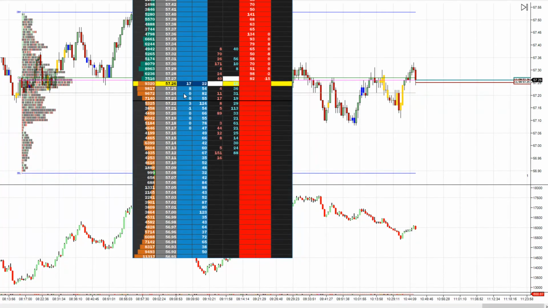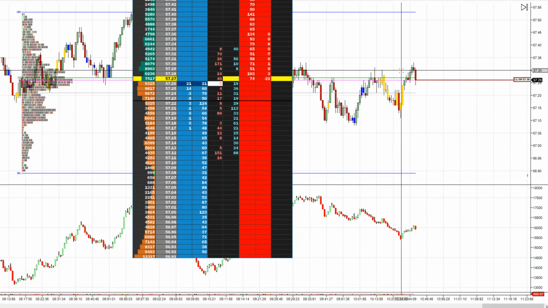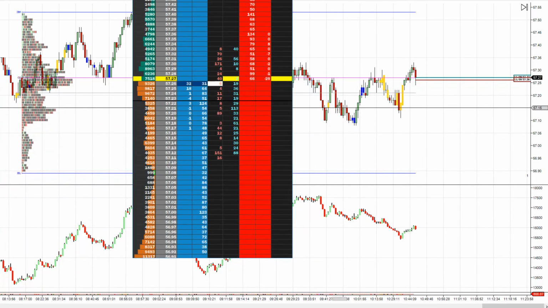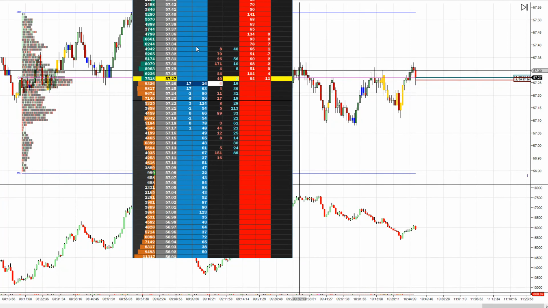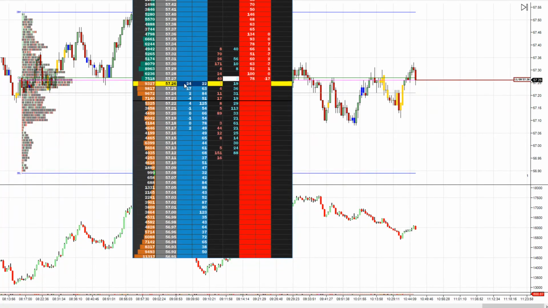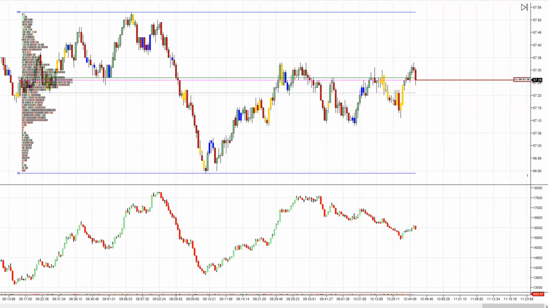I generally always like to wait for a pullback to a low volume area, or just a standard support and resistance area, prior to prices really taking off. But again, this is just in quicker markets. This is another thing that you have at your disposal to look at. Again, it's all about the ratio of market to limit orders.